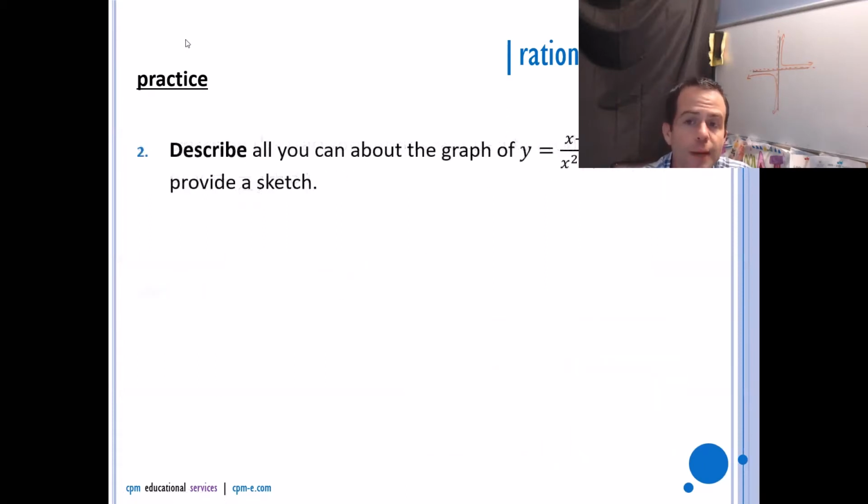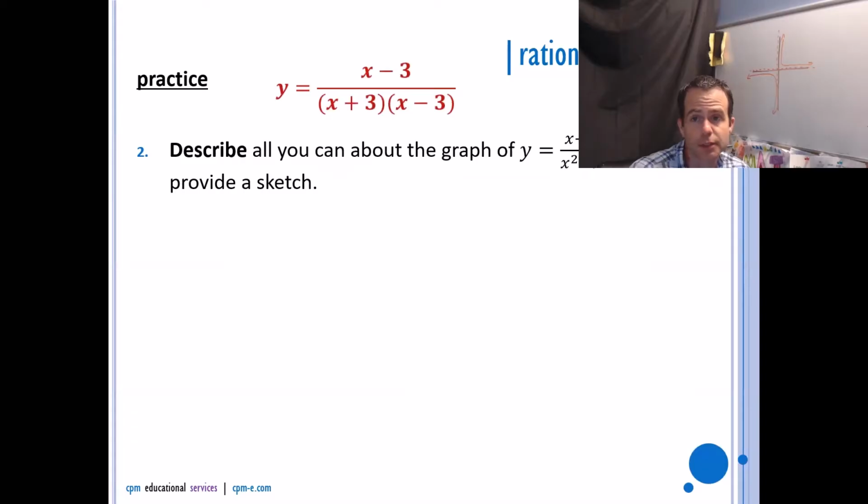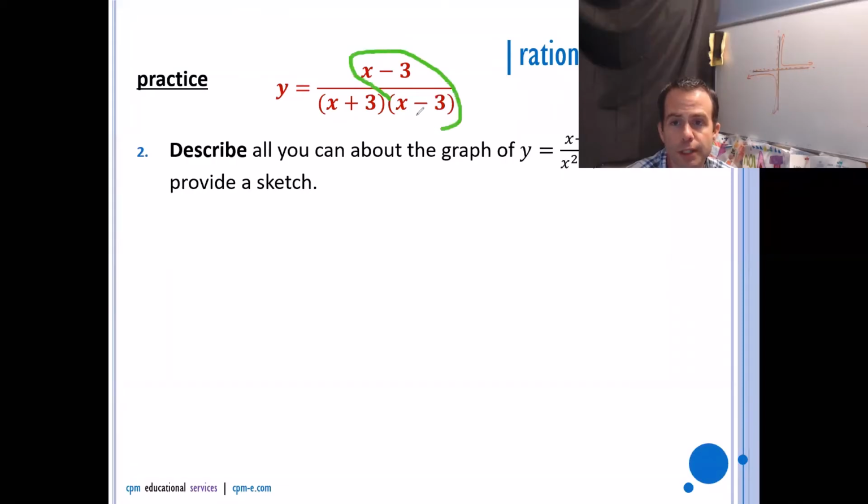All right, describe all you can about the graph of y equals (x minus 3) over (x squared minus 9). So the first thing you want to do is look at that x squared minus 9 and say, hey, I can factor that. That's (x plus 3)(x minus 3). Then you want to take a look at the fact that I've got x minus 3 on the top and on the bottom. That creates a point of discontinuity. Okay, so I know I have a point of discontinuity at x equals 3.